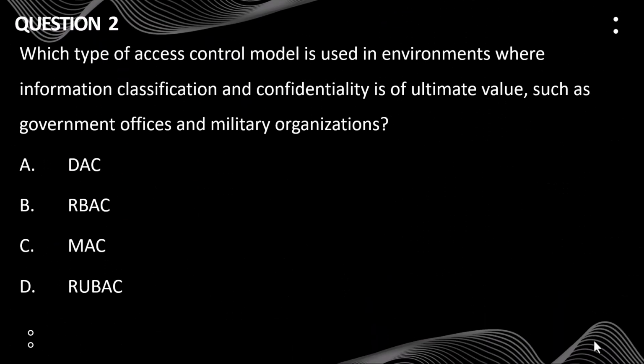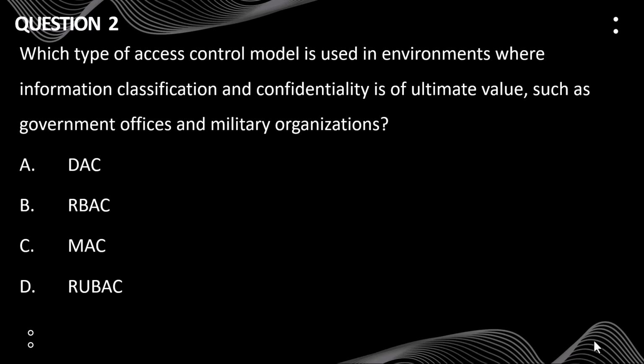Question 2. Which type of access control model is used in environments where information classification and confidentiality is of ultimate value, such as government offices and military organizations? A. DAC. B. RBAC. C. MAC. D. RBAC.